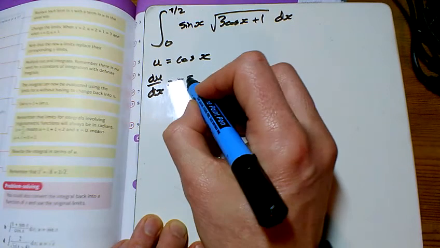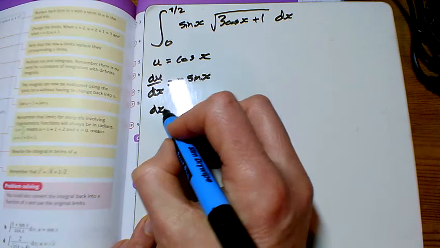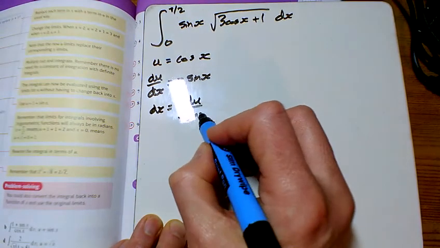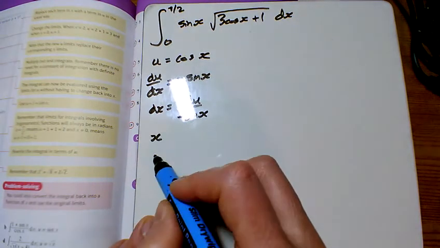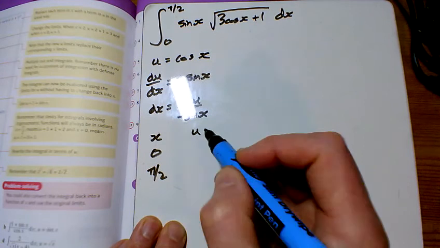Cos differentiates to give minus sine. That's going to nicely cancel that there, isn't it? And so dx is du over minus sine x. And we've got x numbers of 0 and pi over 2. So that gives u numbers.